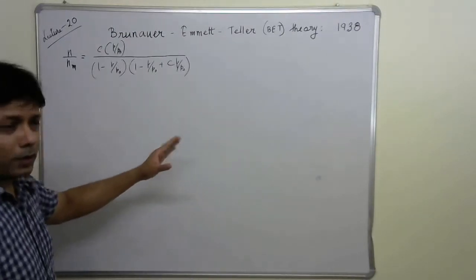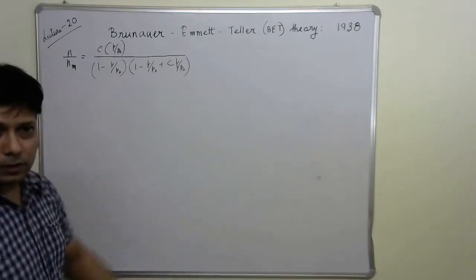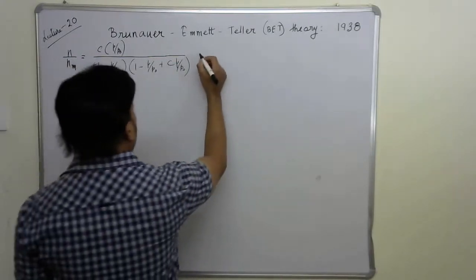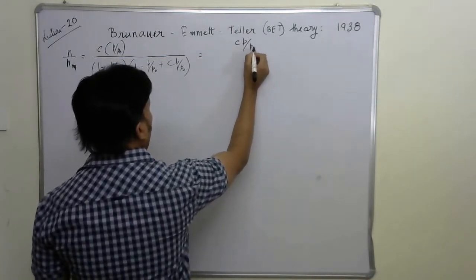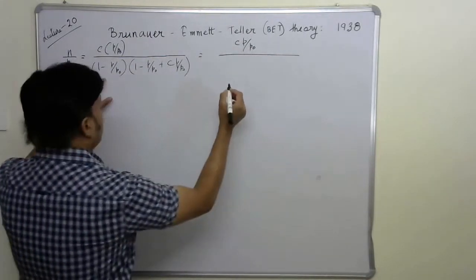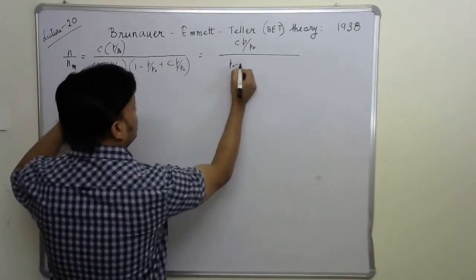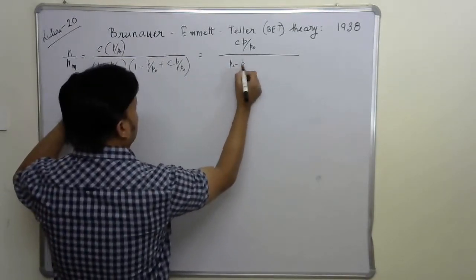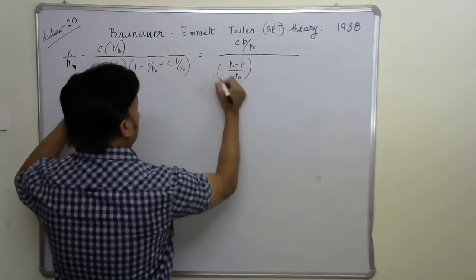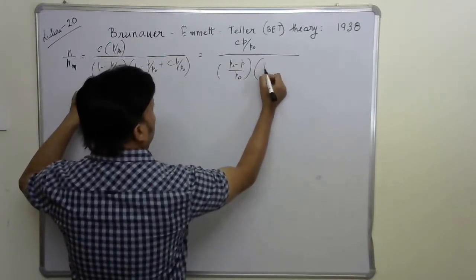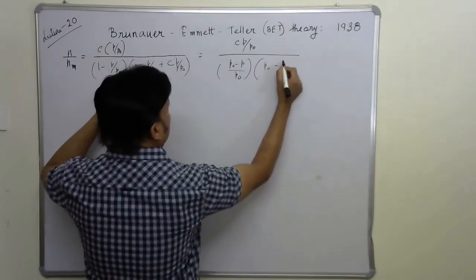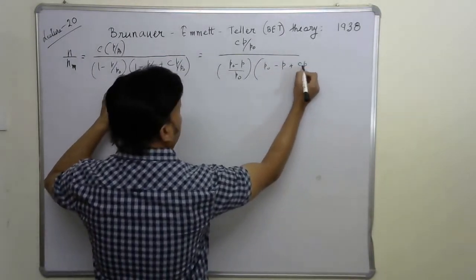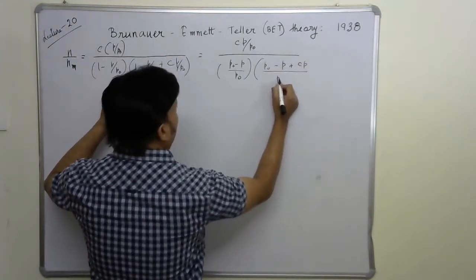Okay, so let's try to quickly derive the linear form. So this is equal to, of course, Cp divided by P0. So we can take here P0 minus P divided by P0 multiplied by, because we are adding or subtracting everything, P0 minus P plus Cp, whole divided by P0.